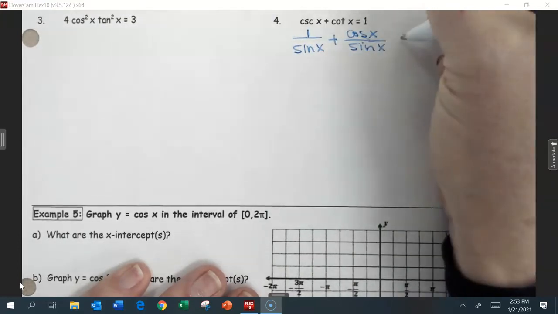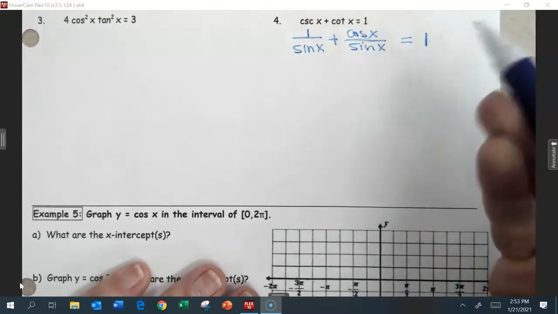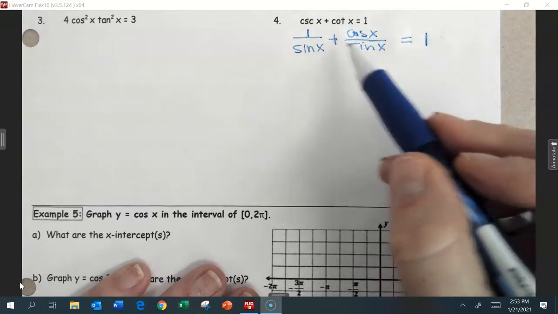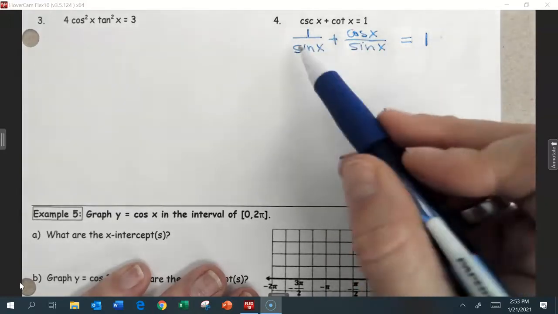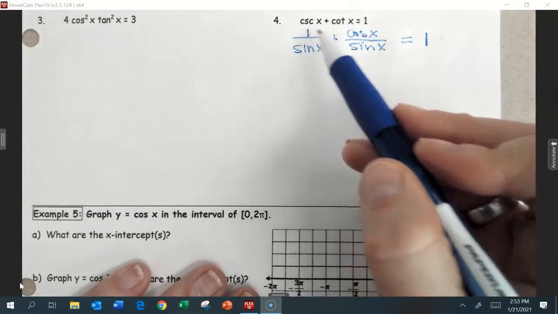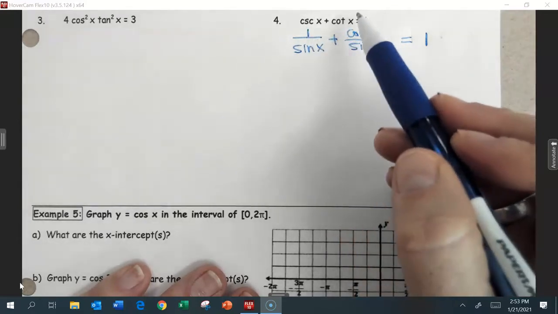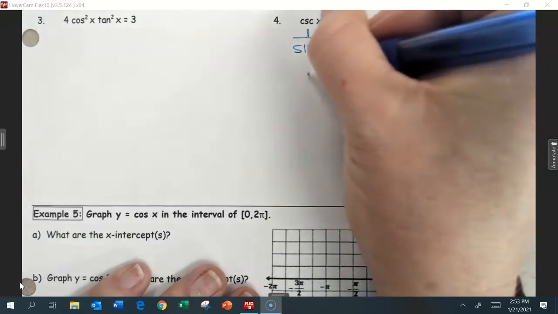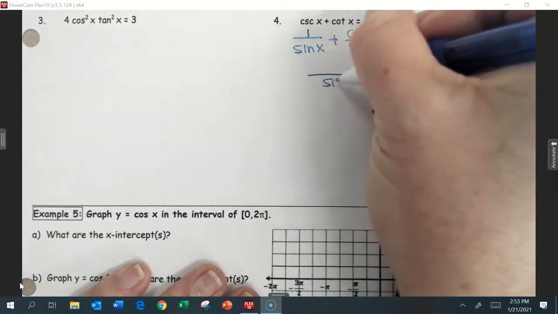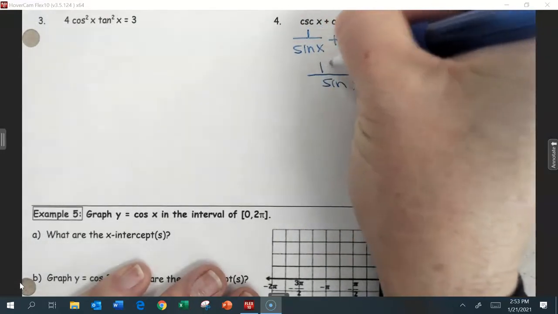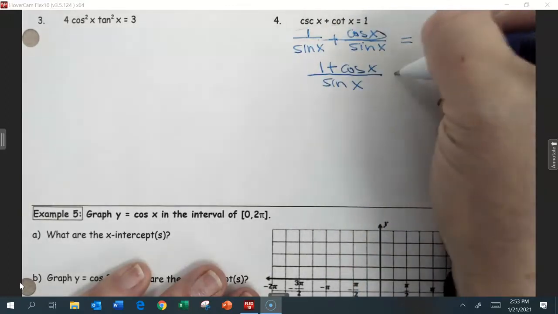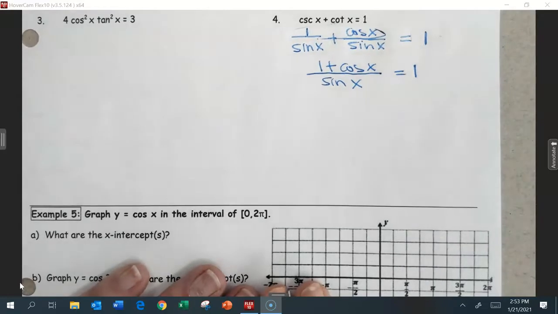So if I write these with their equivalents using those identities, I am now able to add these two together. Nothing is being squared right now, so I can't go to my Pythag identities. Once they have the same denominator, we love that, because we can go ahead and add the numerators. So I just added those, and we're good.